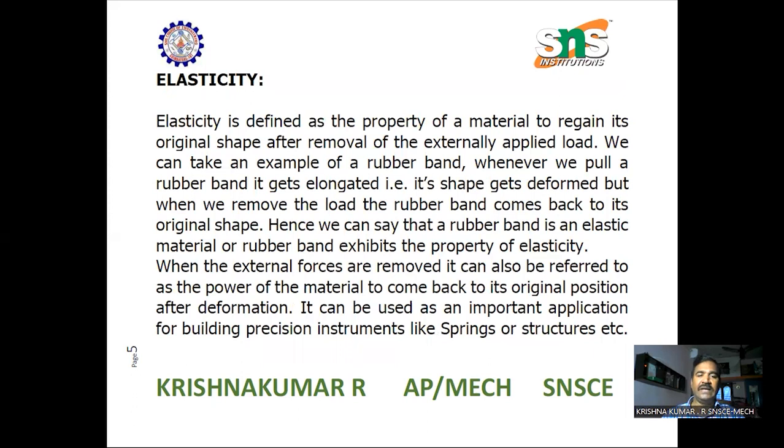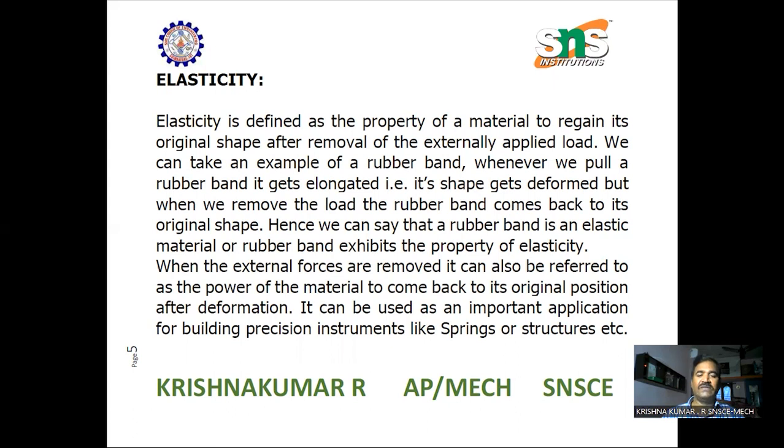Elasticity. Elasticity is defined as the property of a material to regain its original shape after removal of the externally applied load. We can take an example of a rubber band. Whenever we pull a rubber band, it gets elongated. That is, its shape gets deformed. But when we remove the load, the rubber band comes back to its original shape. Hence, we can say that a rubber band is an elastic material, or a rubber band exhibits the property of elasticity.